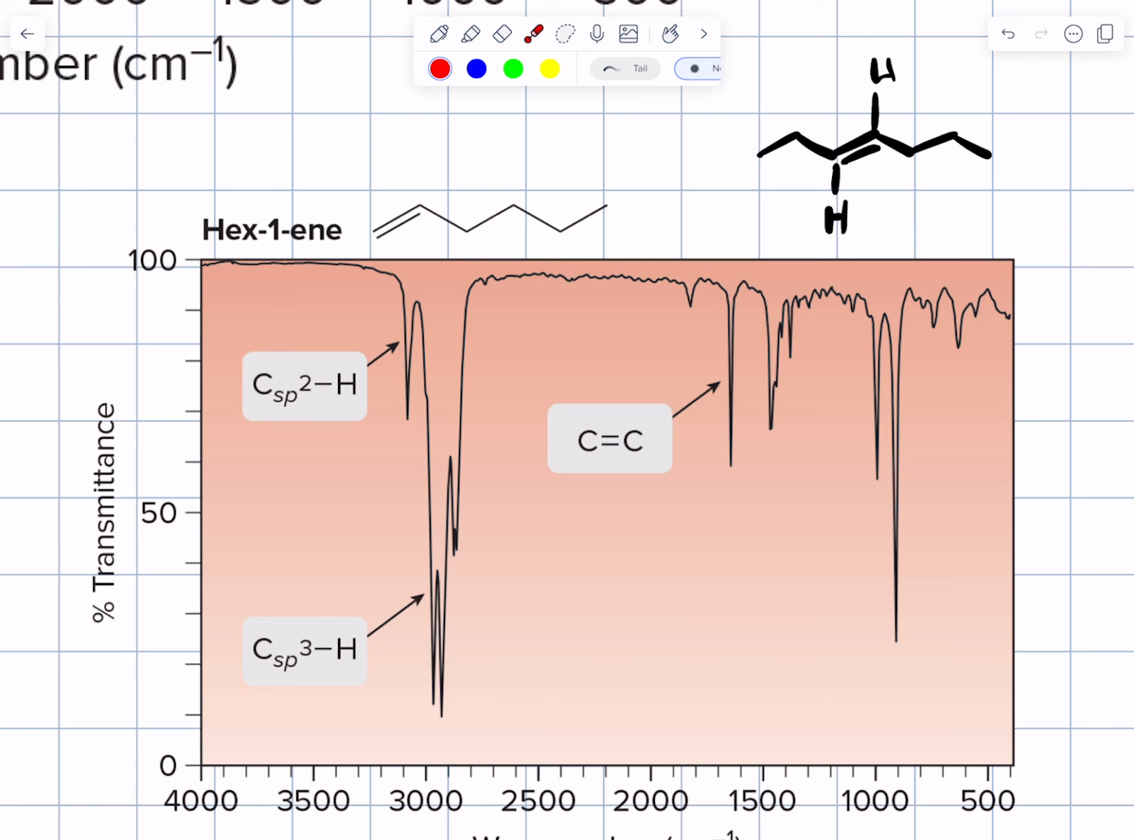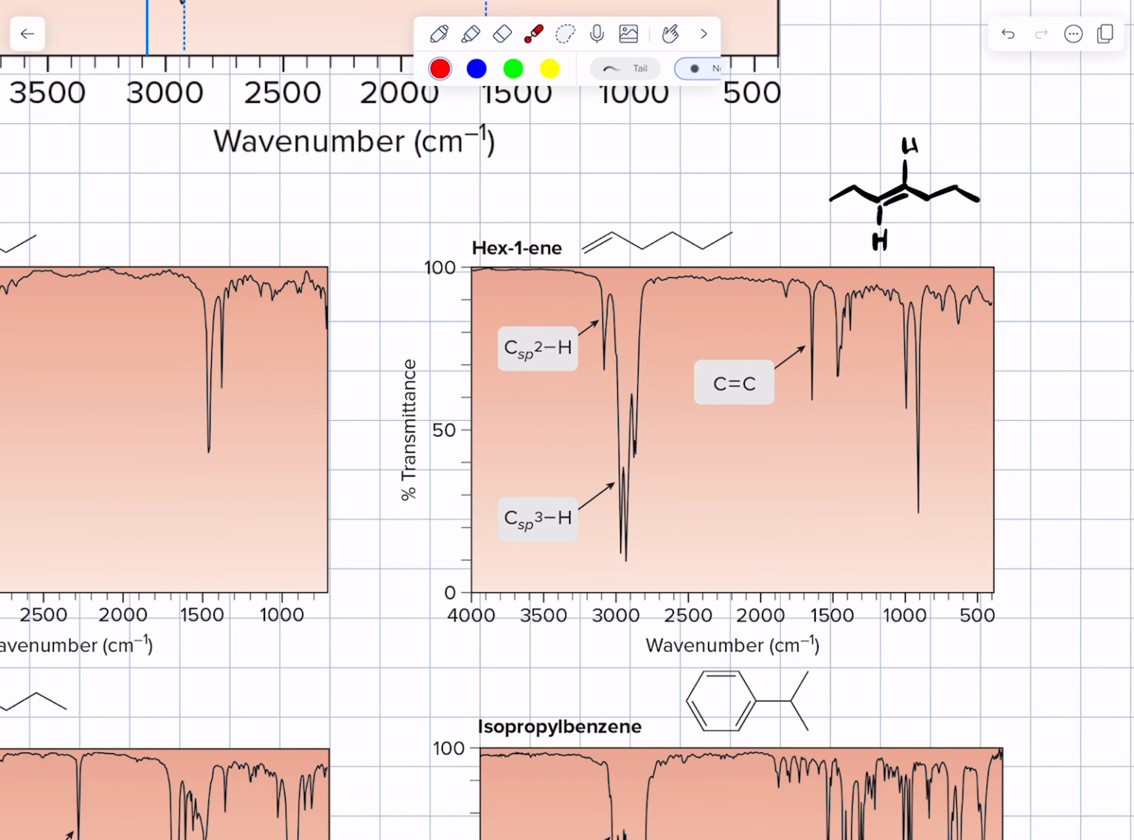It can tell you that a double bond is present. It can tell you that there are hydrogens on that double bond. It can't tell you the connectivity. That's a limitation. That's why we're going to talk on Wednesday about NMR spectroscopy, which will give us connectivity information. All right.